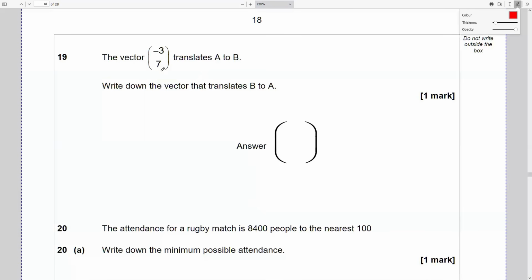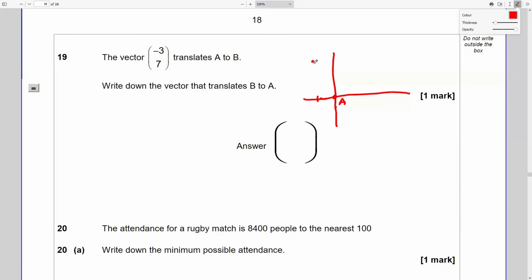The vector minus 3, 7 translates A to B. Write down the vector that translates B to A. Well, imagine it's like on an XY coordinate, and we start at 0. For A to B, let's say that's A. For A to B, we've got minus 3 on the X and plus 7.